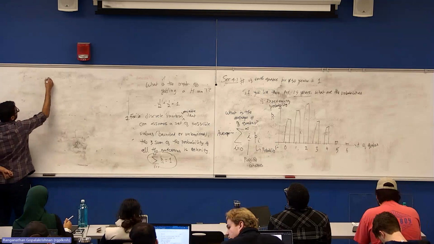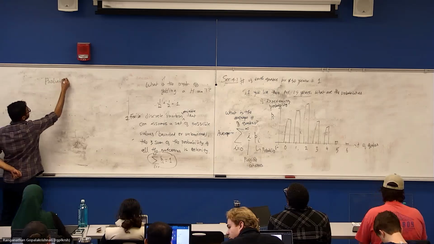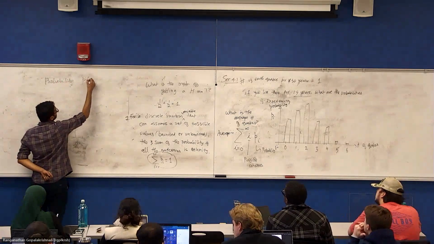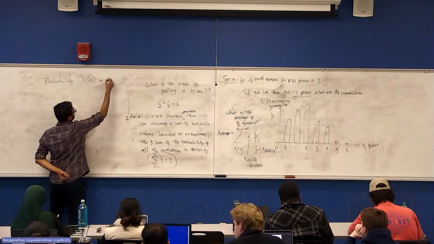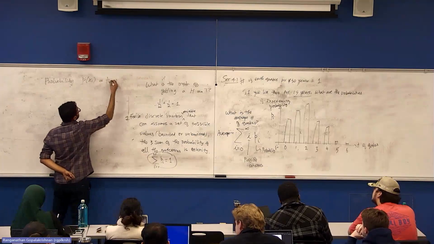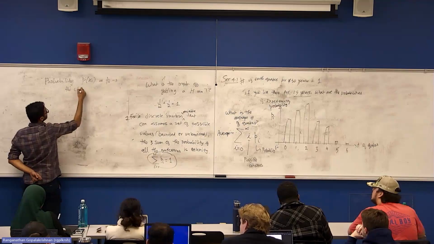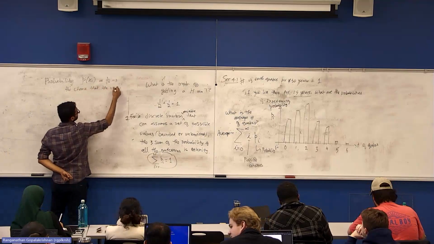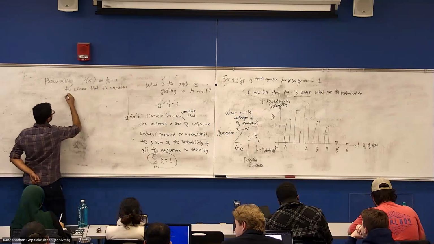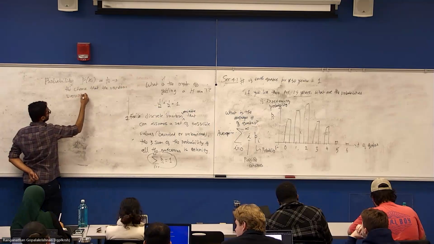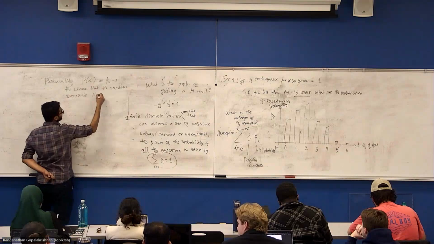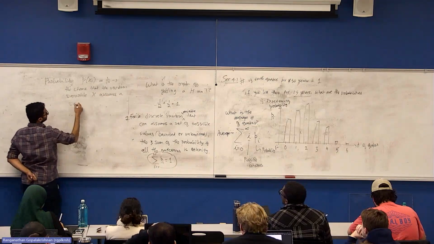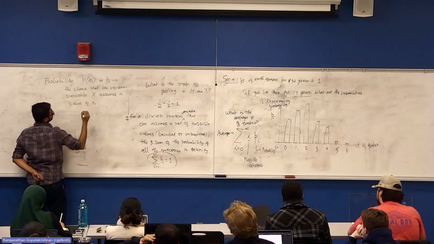So we talked about probability. We call it P of xi or Pi. It is the chance that the random variable x assumes a value of xi.